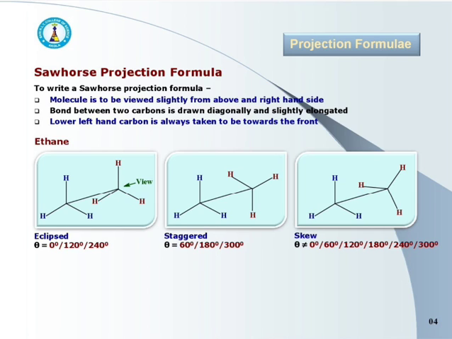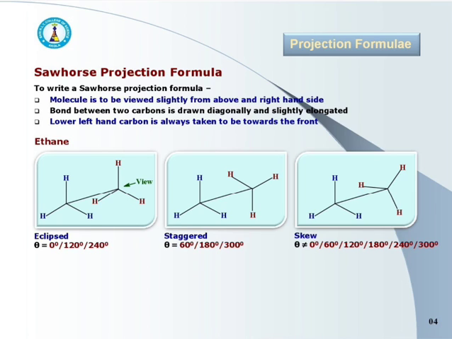To write a Sawhorse projection formula, the molecule is to be viewed slightly from above and right hand side. Second, bond between two carbons is drawn diagonally and slightly elongated. And third, lower left hand carbon is always taken to be towards the front. Considering the above points, Sawhorse projection formulas of eclipse, staggered, and skew conformations of ethane are as shown here.